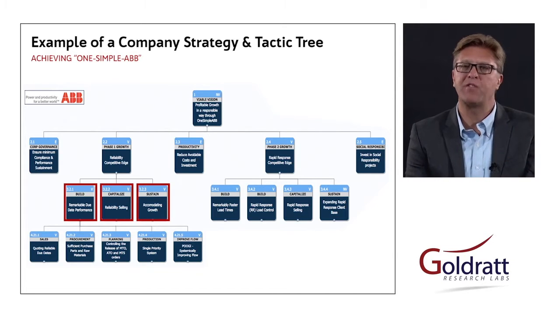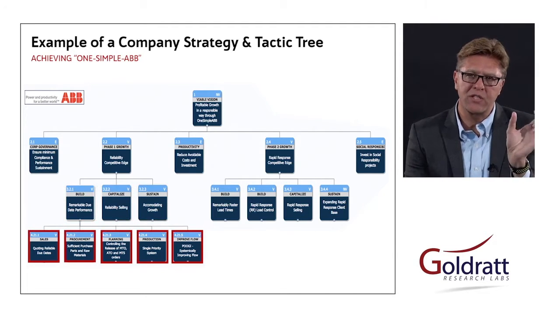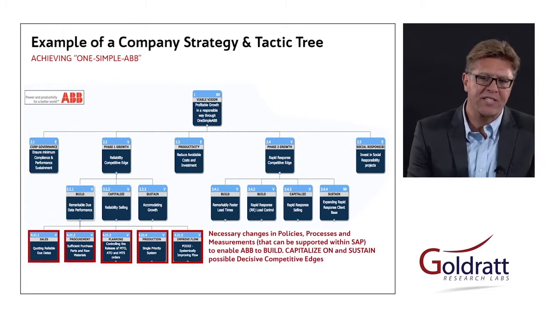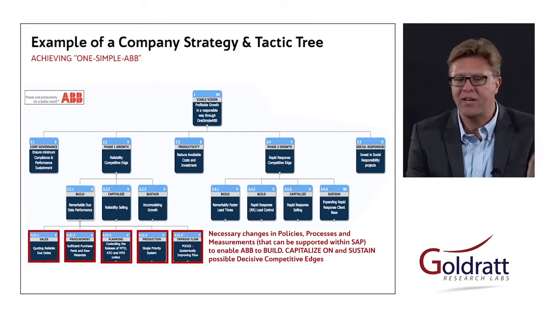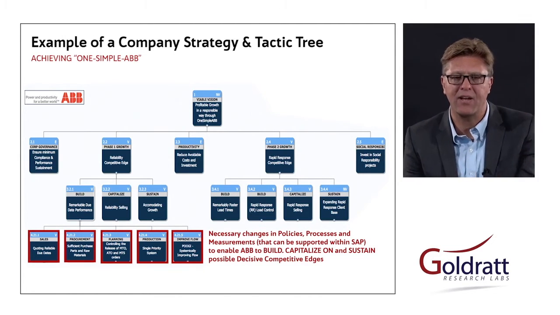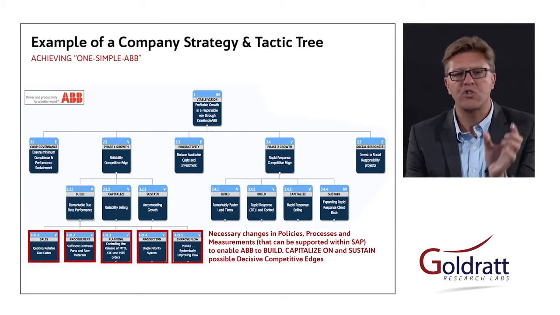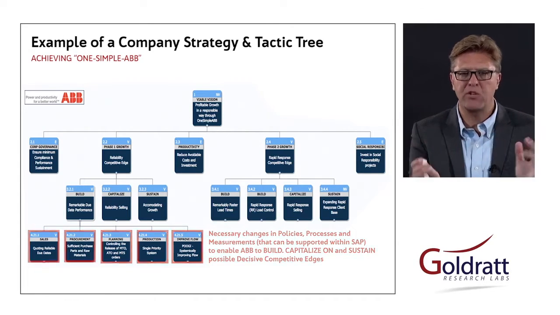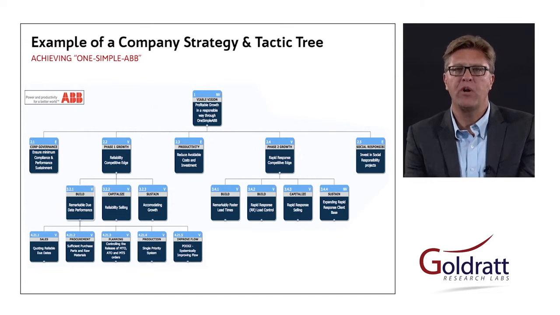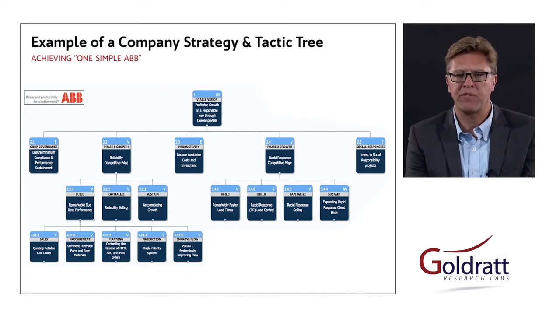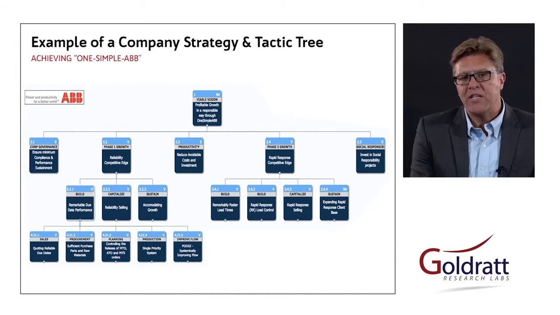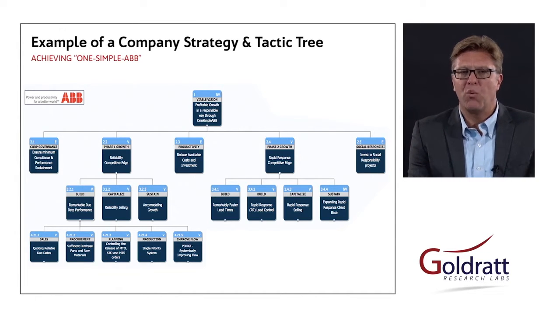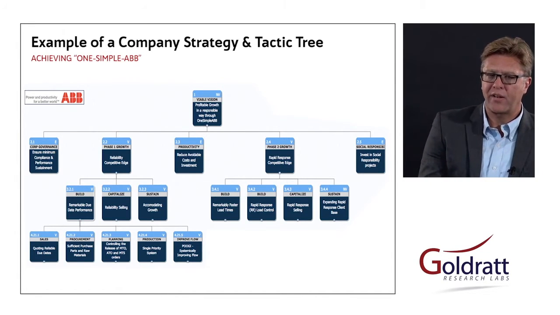And then specifically level 4 goes into details of what changes are needed in sales, what changes are needed in procurement, what changes are needed in manufacturing or production or planning. So this provides us with a complete picture of how we are going to achieve this goal that we've set out to do. There is, of course, another way of building a strategy and tactic tree.